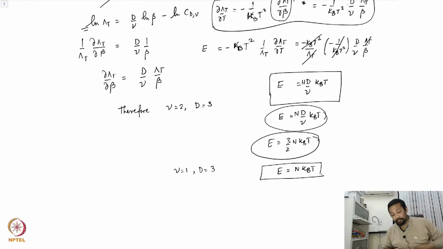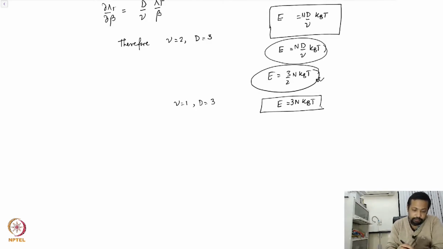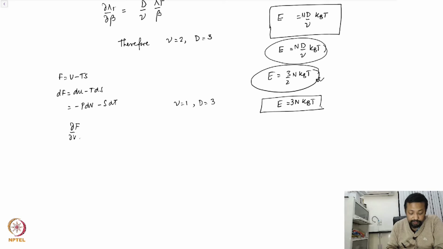Strikingly different from 3nkBT. It is strikingly different from the result that we have seen for this case. Now recall that F was U minus TS, and unlike the magnetic system that we had seen, this is not the Gibbs free energy. There is no external pressure imposed, so dF is dU minus TdS, and one can work this out. This is going to be minus PdV minus SdT, so that minus of del F del V is going to be the thermodynamic pressure.